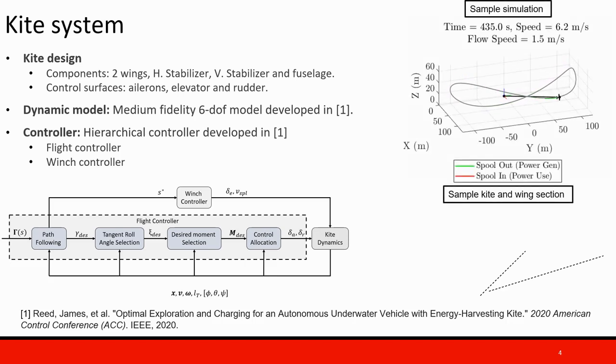The GIF here shows a sample simulation, and you can see that the green phase is when there is spooling out and power generation, and the red phase is respectively when there is spooling in and power is used.